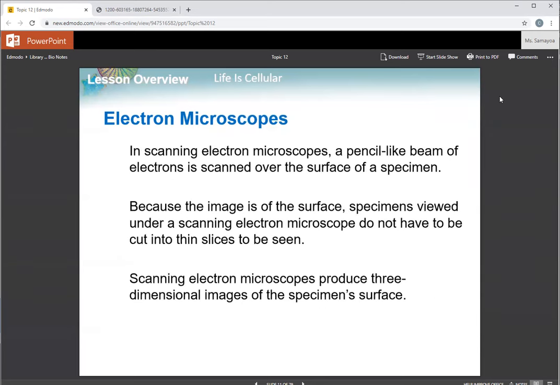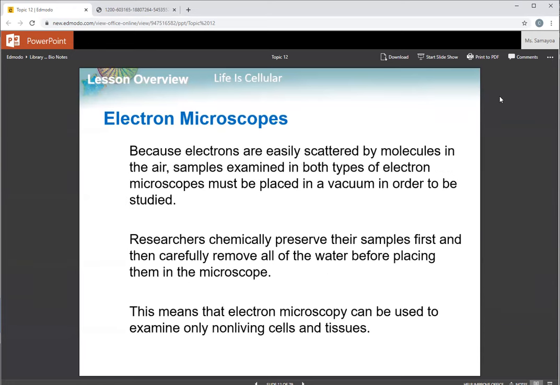The scanning electron microscope is going to be a little different. They take surface images. So you don't have to cut them into slices because it's just the surface that you're looking at. And because it is the surface that you're looking at, it's going to give you a three-dimensional image.